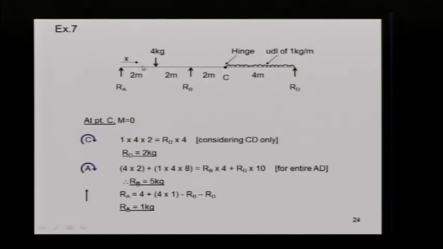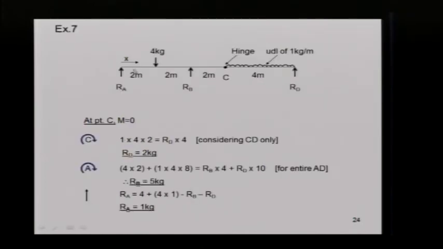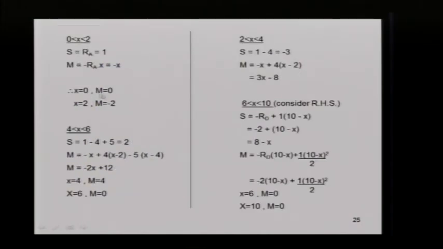We go here and then we look at this side, all the positive contributions to shear force. This is a left up force, therefore S equals RA equals 1, and the moment will be M equals RA times x, because that RA will cause the beam to do that, right? So then at x equals 0, this is M, at x equals 2, that is M, shear force is constant at 1 right throughout, right?